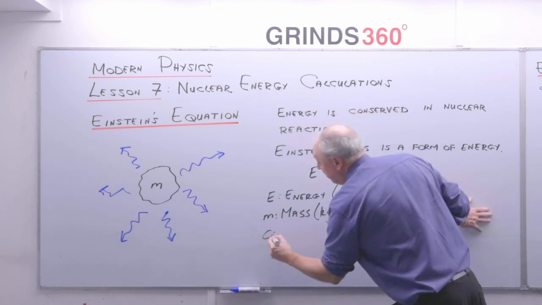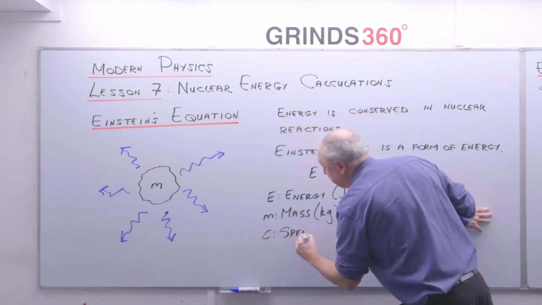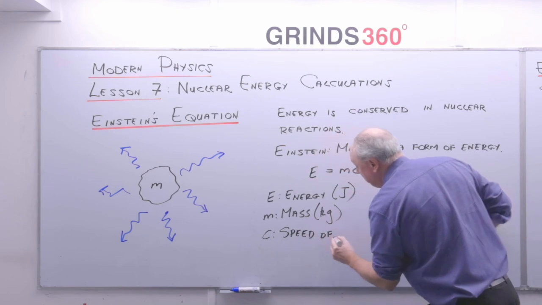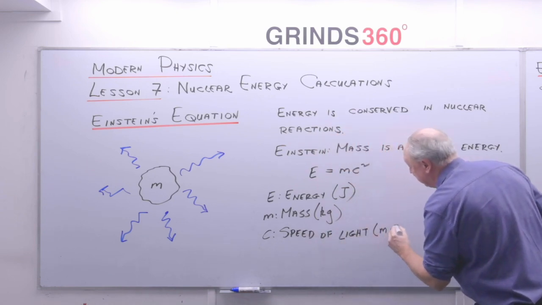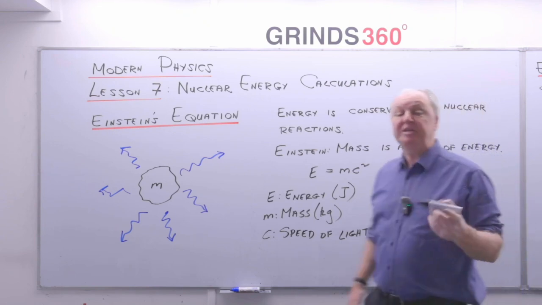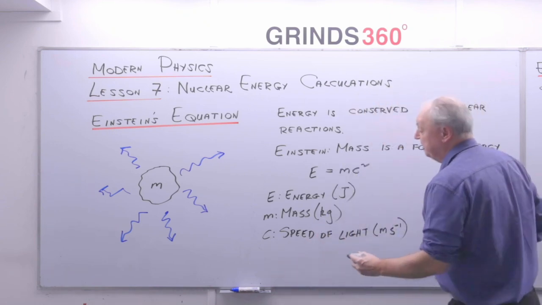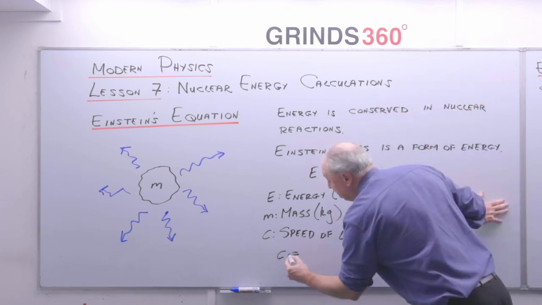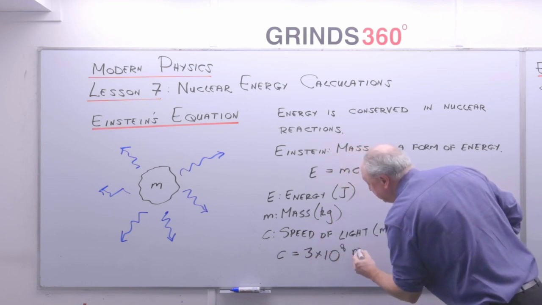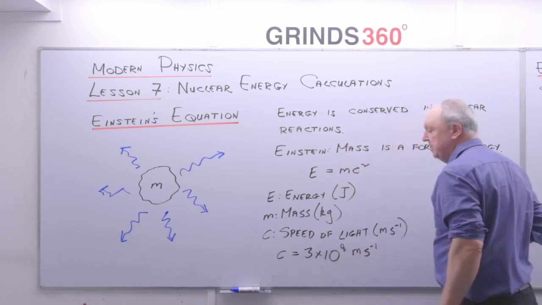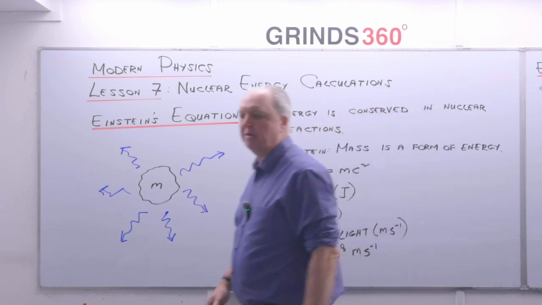c stands for the speed of light. And speed, of course, is measured in meters per second. And the speed of light you're going to get in your table book, I always round it off, unless they ask me otherwise, to 3 by 10 to the power of 8 meters per second. So you'll find that in your table book.